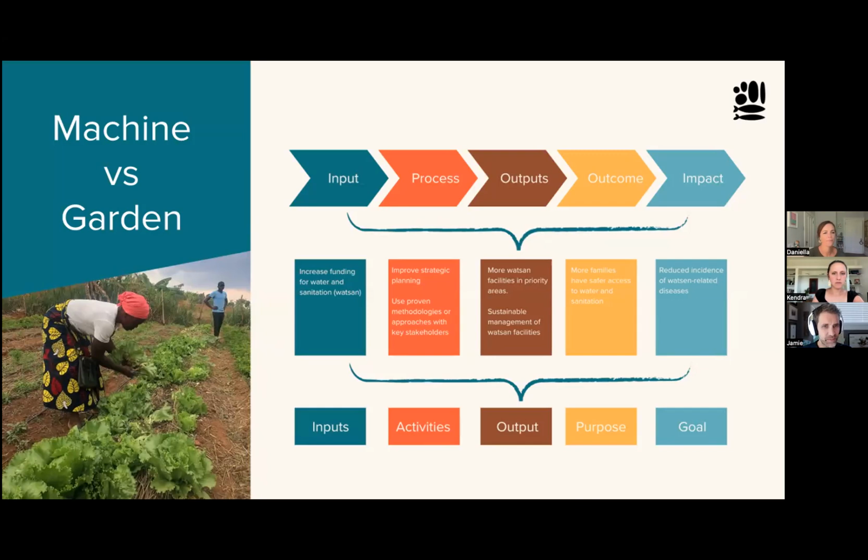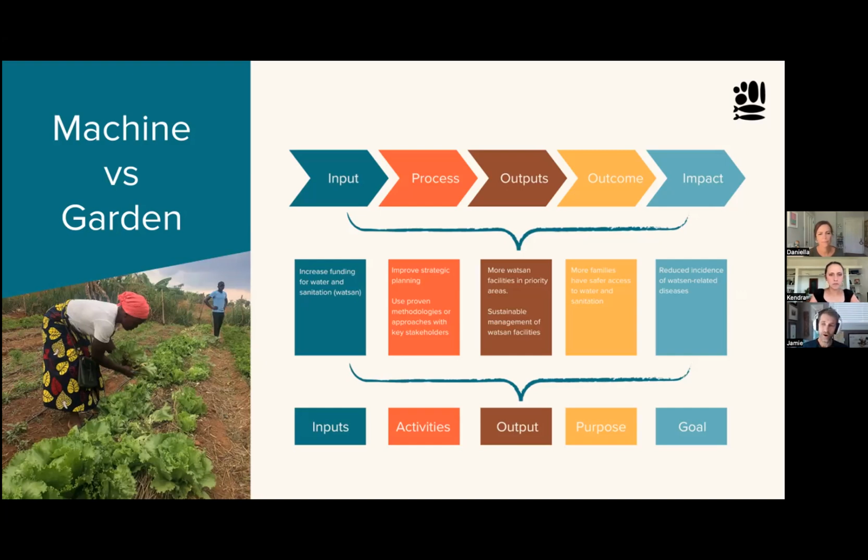Most organizations approach community development like they're operating a machine. If you put in the right inputs, you're going to get the right outputs, and given the right organizational process, you're going to make the impact that you want. It's a very straight line, a really modern, scientific approach to development, right? That's the machine-oriented approach. And sometimes it works, but from a community-centered development process, it can be problematic.